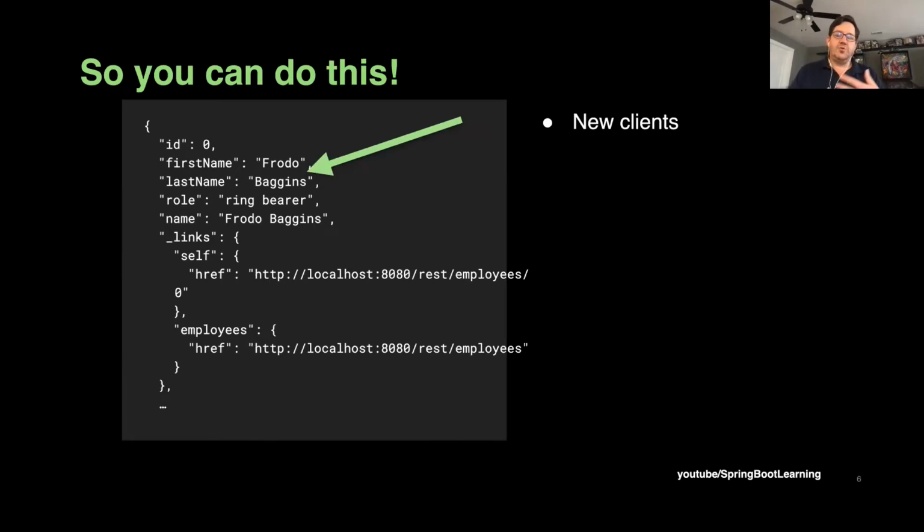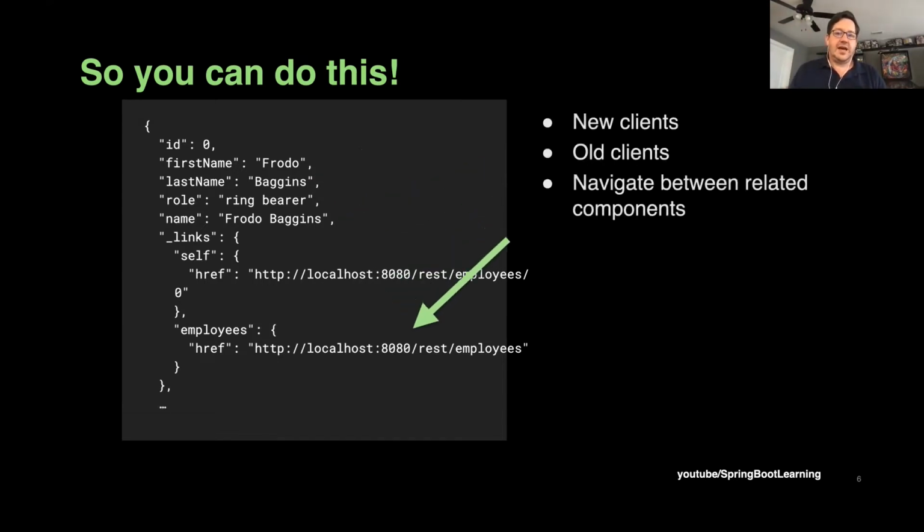So now what you do is you get this. We have that same data we saw earlier, the Frodo Baggins, only now we have our flexible information. We have both the original name field and we have the first name and last name and the role data. But we also, if you look further down, have linked data. And so this provides support. The new clients are able to consume the first name and last name. The old clients can consume the data through the name field. And then we have links to be able to navigate between related components.